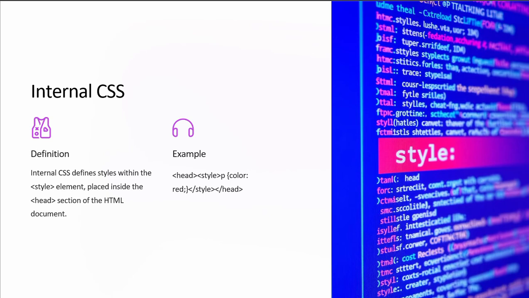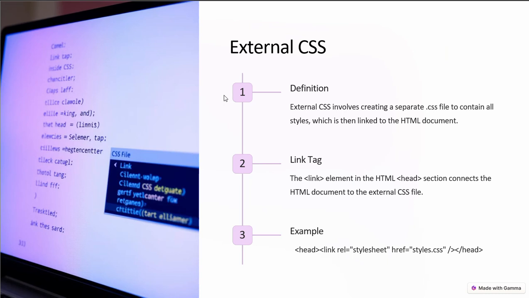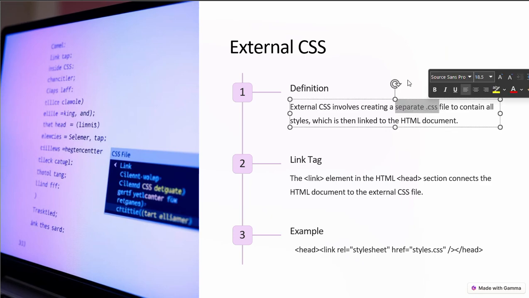Now come to external CSS. We use external CSS when we don't want to make our code messy, and we want to declare more than two or three CSS rules in a file, or when we want to add CSS to more than two tags. Then we can create an external CSS file using the .css extension.